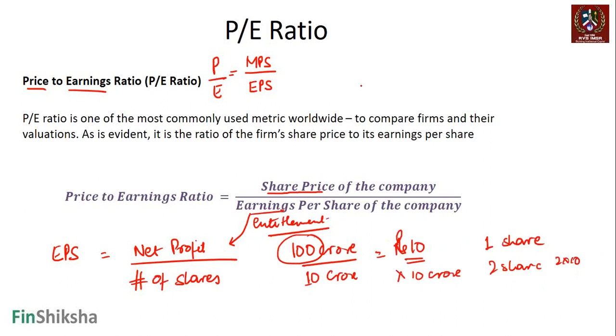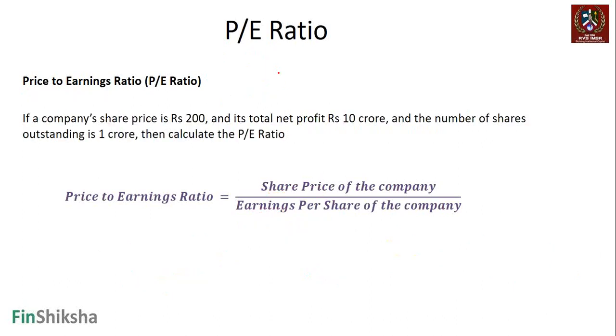Now, you take the market price and you divide it by the earnings per share. What is the interpretation of that number? So let's assume the company's share price is 200. That's the market price of the share. And net profit is 10 crore and the number of shares is 1 crore. So what is the EPS? EPS is total net profit divided by the number of shares. So that's 10. And what do we calculate as the PE ratio? We calculate 20. What does this mean?